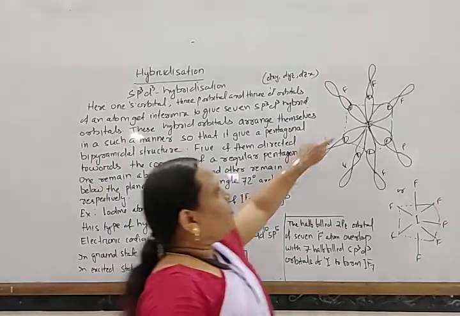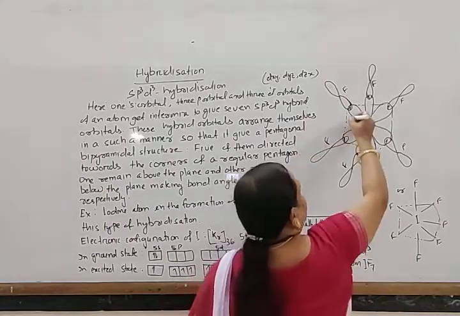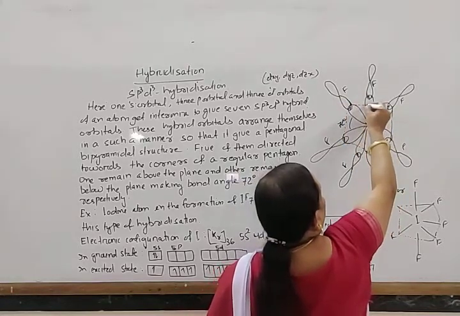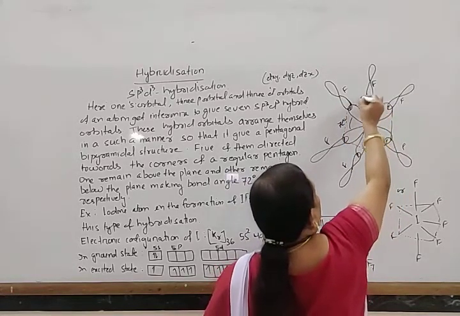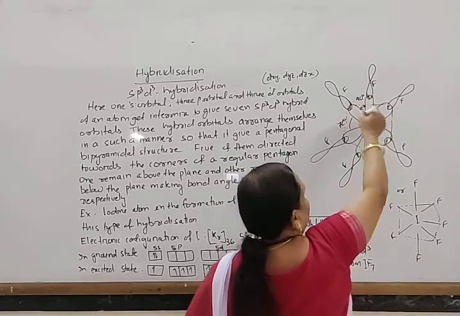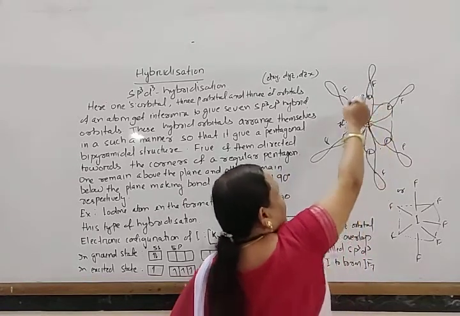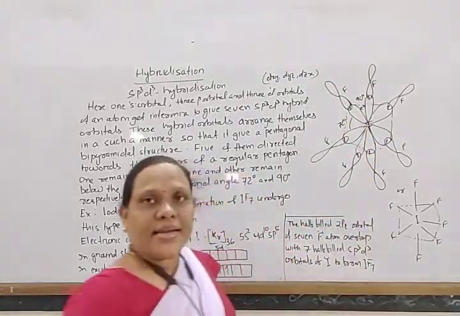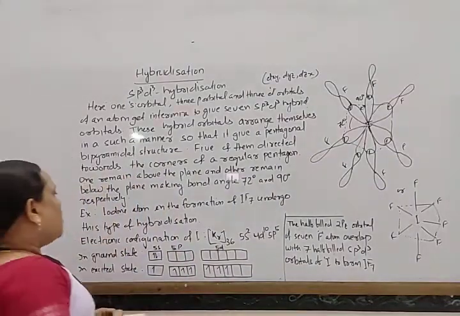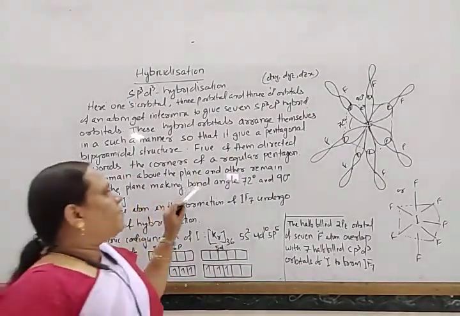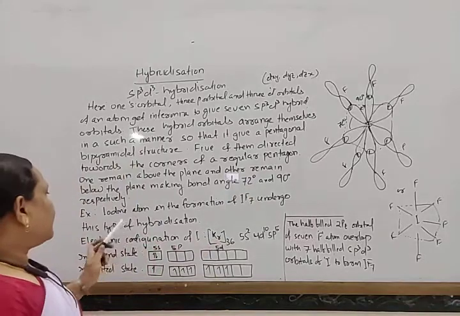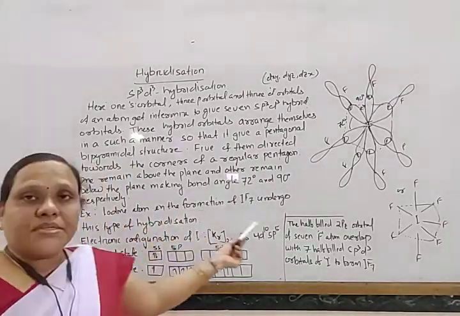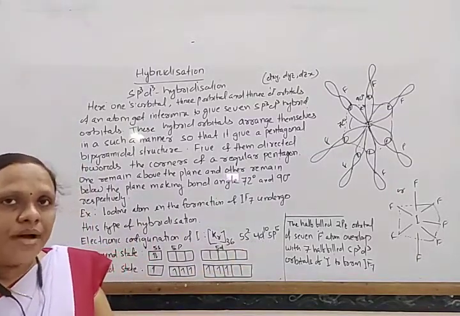And the bond angle between the equatorial orbitals is 72 degree. So here the angle is 72 degree, and the angle between this and this is 90 degree. So this is the equatorial, this is the axial. Between axial and equatorial the angle is 90 degree, and between the equatorial orbitals the angle is 72 degree. So bond angles are 72 degree and 90 degree respectively. So iodine atom generally in the formation of IF7 undergoes this type of hybridization.